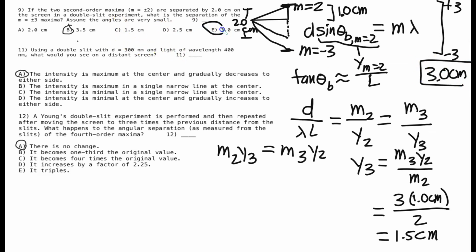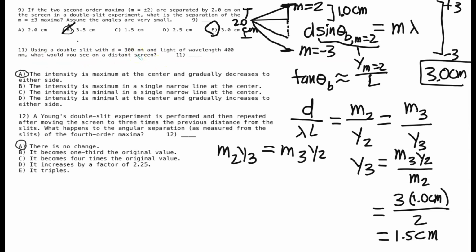So I'm thinking it's E. So choice E for 3.0 centimeters. All right, 11, using a double slit with d equals 300 nanometers and the wavelength of light is 400 nanometers, what would you see on a distant screen?